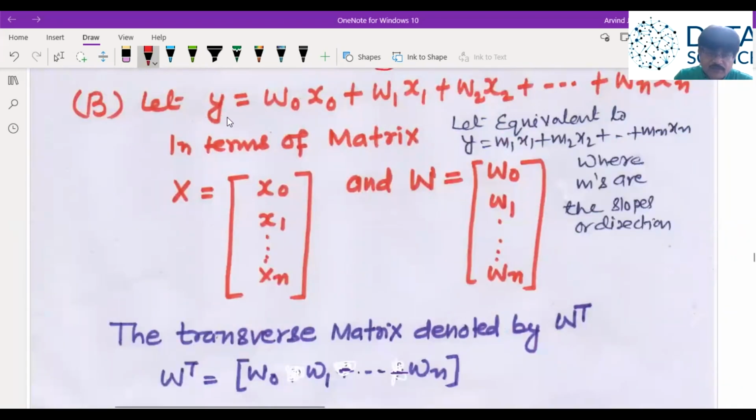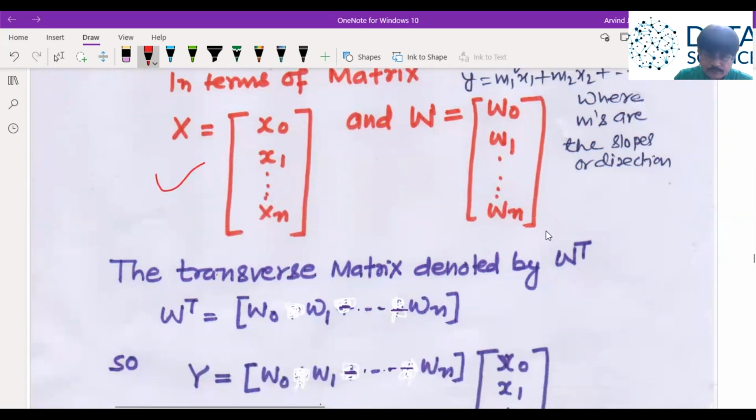We have the equation y is equal to w0 x0 plus w1 x1 plus w2 x2 and so on up to wn xn. In terms of matrix, we can put these things like this. Capital X is a matrix of x0, x1, up to xn elements, or say features, and w is equal to w0, w1 and so on up to wn. These are the slopes.